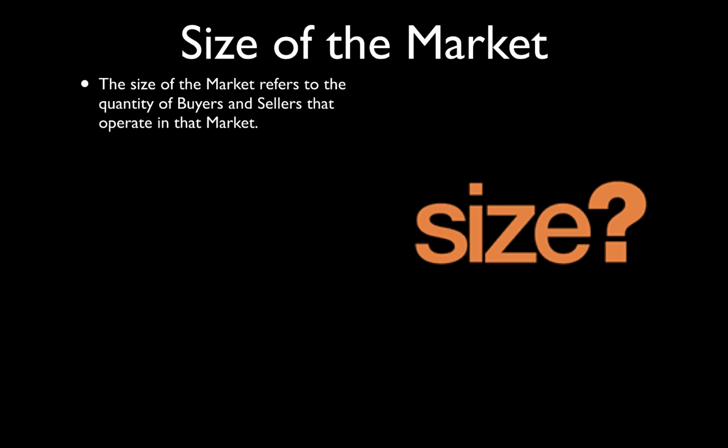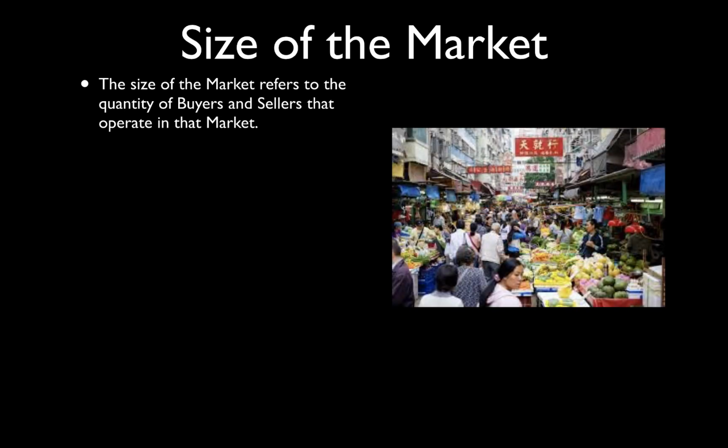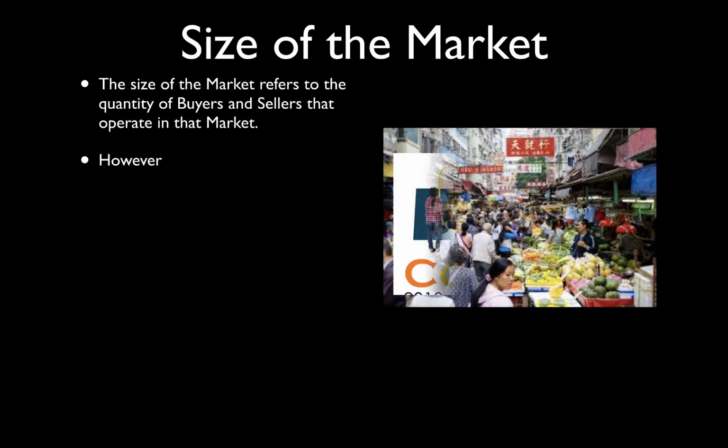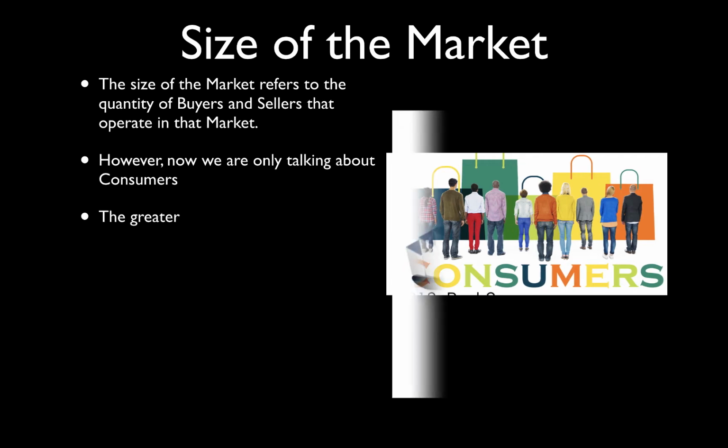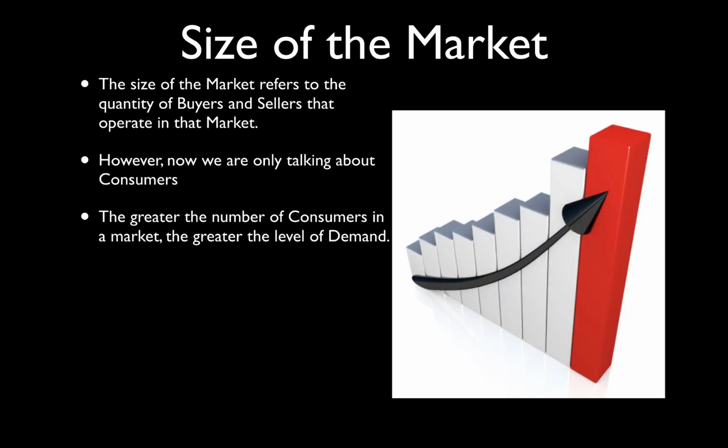Now, when we're talking about the size of the market, what we actually mean is the quantity of buyers and sellers, or the ability of buyers and sellers to operate in whatever that market is. However you want to judge the size of a market, it certainly looks plenty big. But if you look at an international market, like stocks and shares, it's tiny. But yes, it is buyers and sellers, because a market is a collection of buyers and sellers. However, now we're only talking about consumers, so the demanders, the customers, the buyers side of the market.